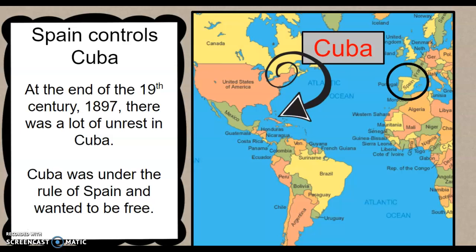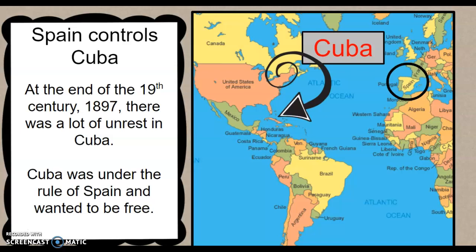During this time period, there were a lot of countries, European countries, that had small territories that they had taken over. Even when you talk about earlier on with Great Britain controlling the United States as a territory for a while, we gained our independence. Well, Cuba similarly wanted independence from Spain.